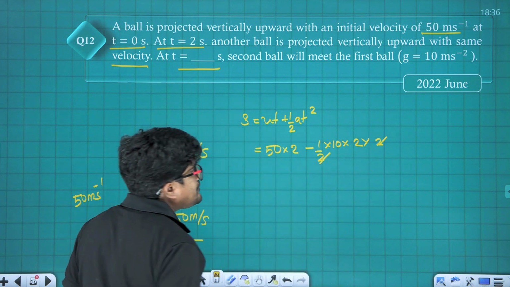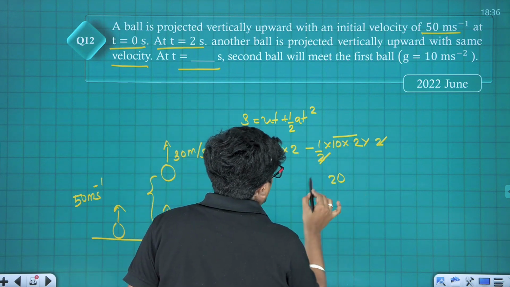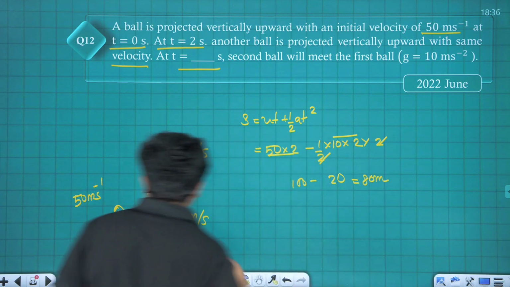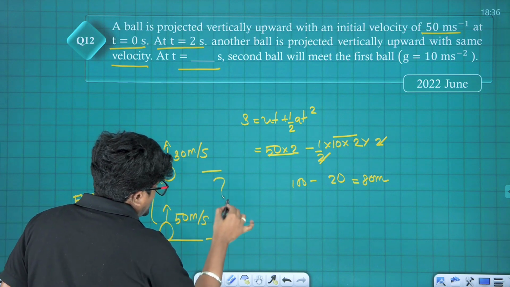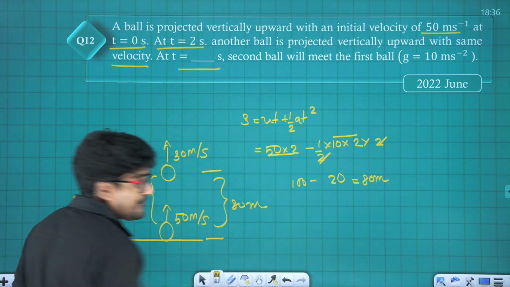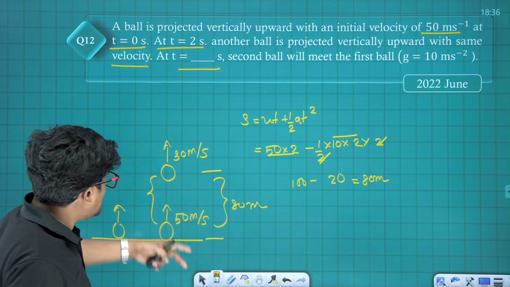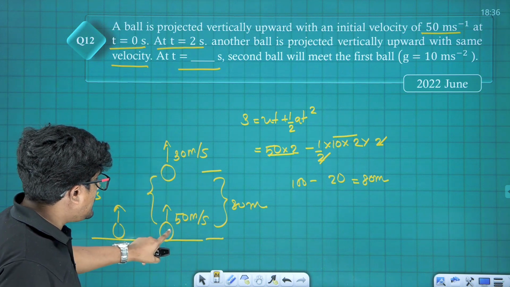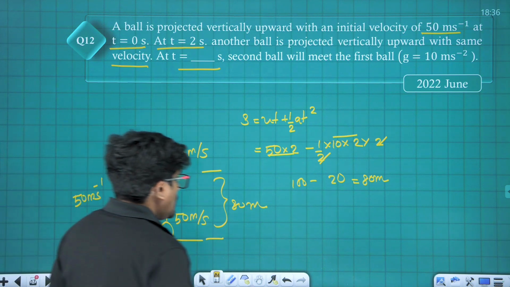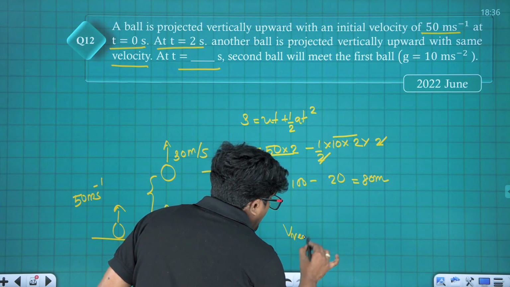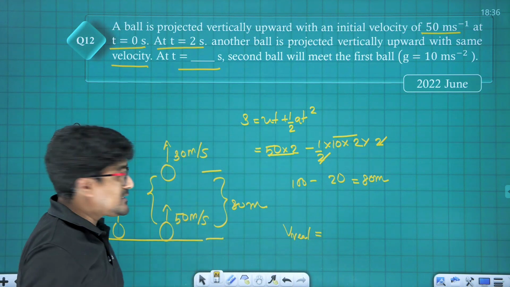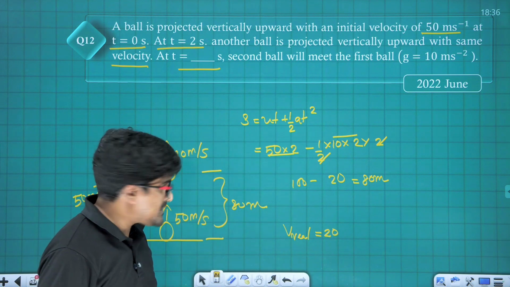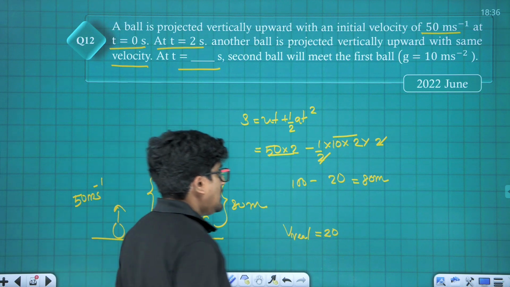So this one and this one will cancel each other. Here this is 20 and here this is 100. So which means it is at a height of what? 80 meter. That means with respect to these two, the distance is 80 meters. So the relative separation is 80 meter. And what is their relative speed? Here this is 30 and here this is 50. So the relative speed is 50 minus 30, of course, 20 meter per second. Relative velocity is 20 meter per second. Relative separation is 80 meter.